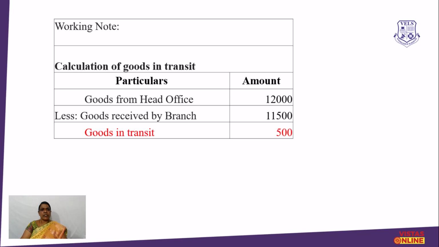The working notes also I have given for calculation of goods in transit. Goods received from head office 12,000. Goods received by branch 11,500 only. When the head office is sending the goods, the value of the total quantity is 12,000. But when the goods are received by the branch, only 11,500. So the variation amount, the difference amount, we will treat as goods in transit. 12,000 minus 11,500, the balance is 500. 500 is goods in transit.